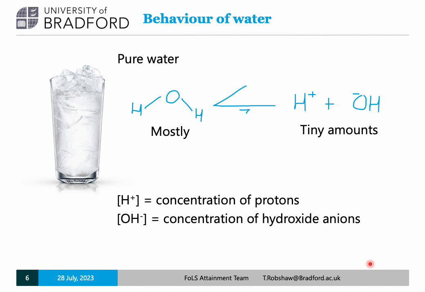Note the use of square brackets here at the bottom of the slide to denote concentrations. If you haven't seen this used before or forgotten, that's what the square brackets mean. So square brackets around the H plus symbol mean concentration of protons.